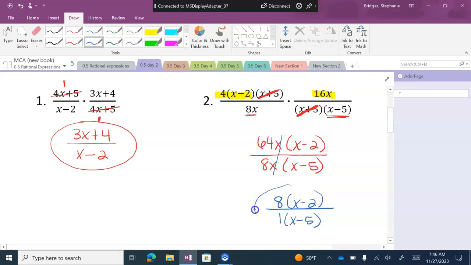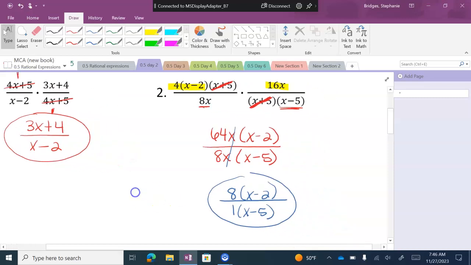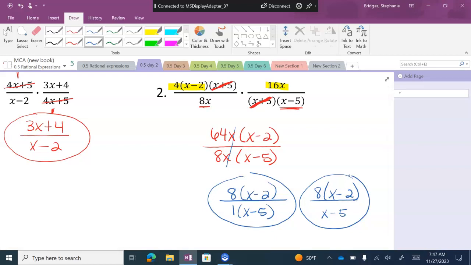No. So we can leave our answer like that, or because the denominator has that 1 in the front, you could also just leave it as x minus 5. Okay. I would not distribute that 8. Again, you're creating more work that you don't really need to do. You can leave it just in the front. You can distribute it to do 8x minus 16, but there's no need to.